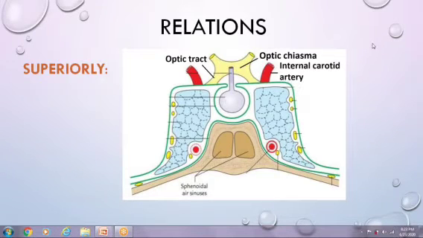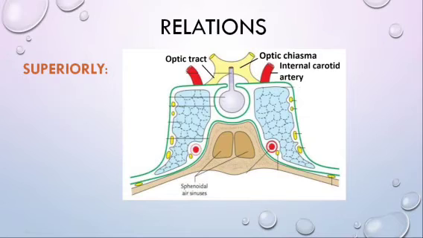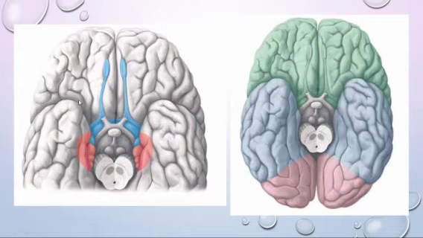Cavernous. Anterior perforated. Superior orbital fissure, ma'am. It is the anterior perforated substance. Okay. So just again, I am recalling here. See this between the optic tract and olfactory cilia. Okay, this is the optic nerve. So here this part is called the anterior perforated substance. Now you are clear.